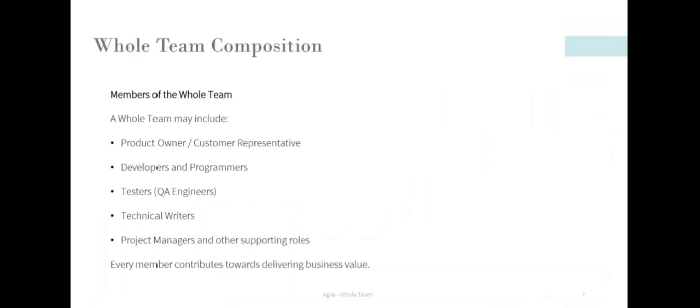A whole team includes several different roles. The product owner represents the customer needs, developers build the software, QA engineers ensure quality, technical writers prepare documentation, and managers collaborate on the project. Although everyone has different responsibilities, they all work towards the same goal of delivering value to the customer.